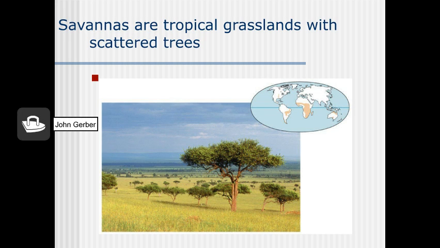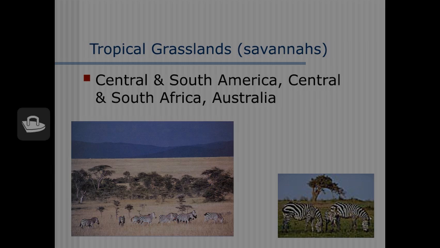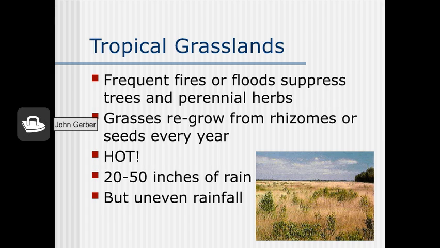The tropical grasslands or the savannas make up much of the warmer parts of the planet. Savannas are found in Central and South America, Central and South Africa, and much of Australia. Tropical grasslands are hot. They may have fairly substantial rain, 20 to 50 inches, depending on where it's at, but it's uneven, so there's always a dry period. And fires and floods and drought will prevent trees and perennial herbs and shrubs from forming.